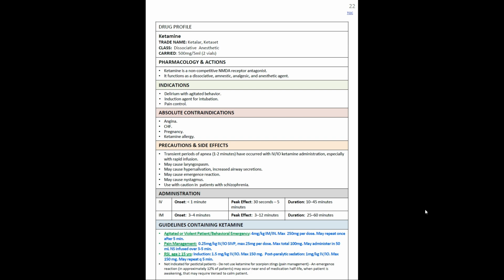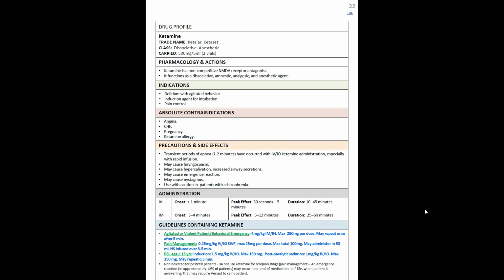Some precautions and side effects: if ketamine is given extremely rapidly, such as in a rapid IV bolus, patients may become apneic or have periods of apnea. So just be aware of that happening. We should try to give this medication by slow IV push. This medication can also cause laryngospasms, hypersalivation, increased airway secretions, and an emergence reaction, which is basically the undesirable behavior a patient could present when waking from sedation. So look out for those things.